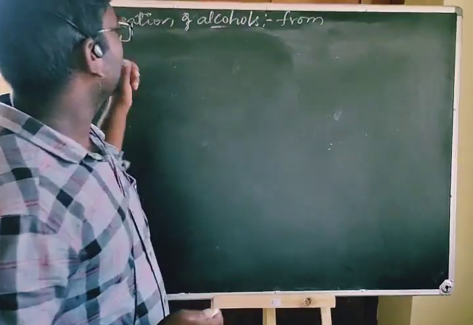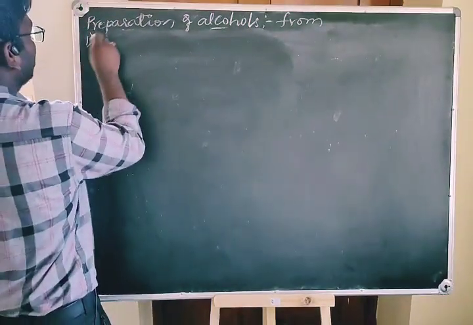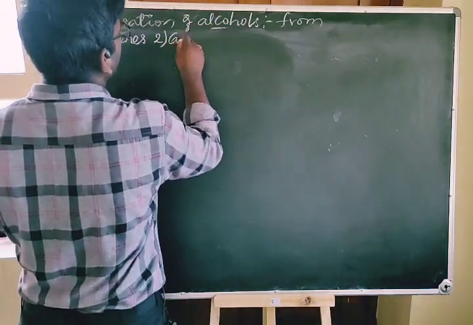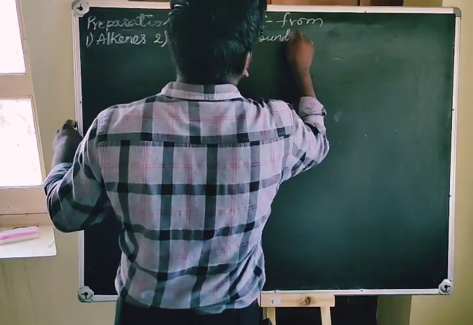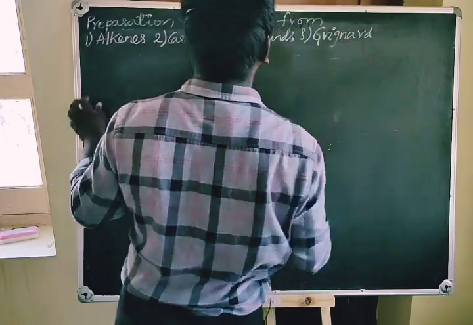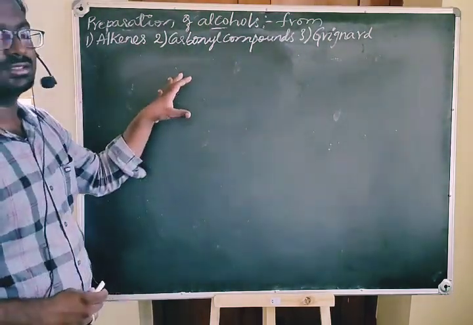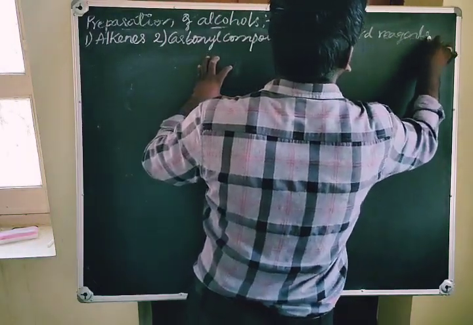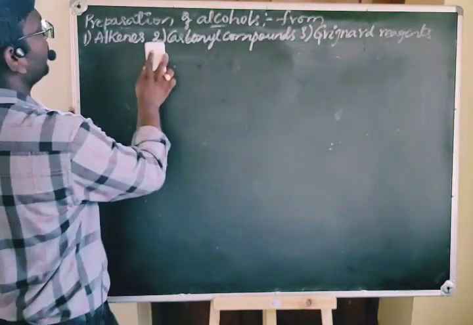Dear students, now we shall discuss the preparation of alcohols from alkenes, secondly from carbonyl compounds, and from the Grignard reagents. Here we have the discussion on the preparation of alcohols from alkenes, carbonyl compounds, and Grignard reagents. First we shall discuss the preparation of alcohols from alkenes.